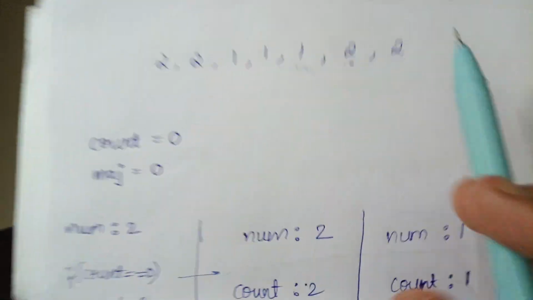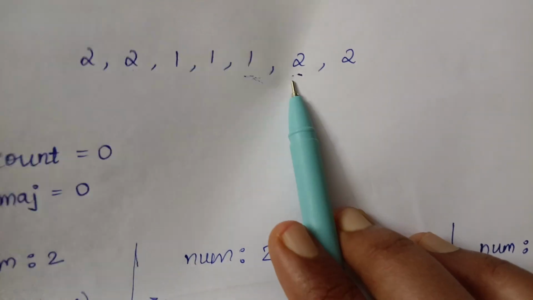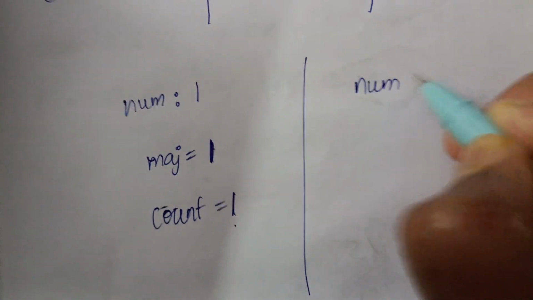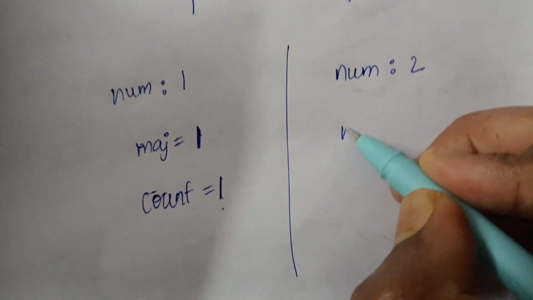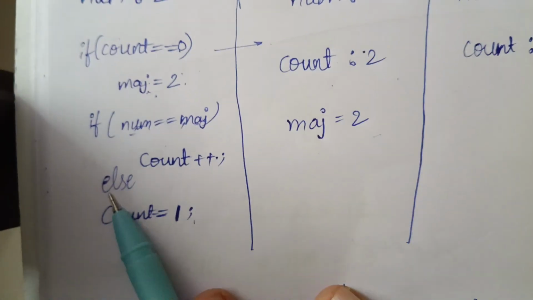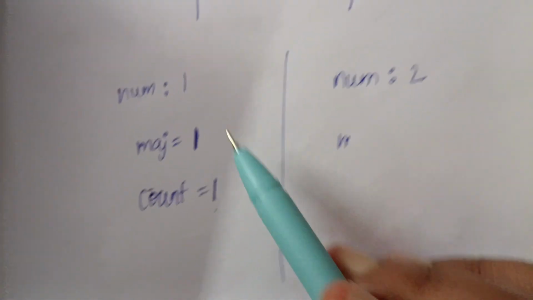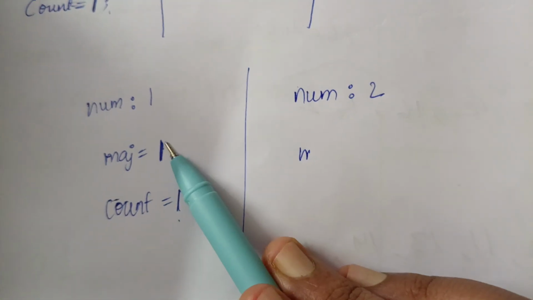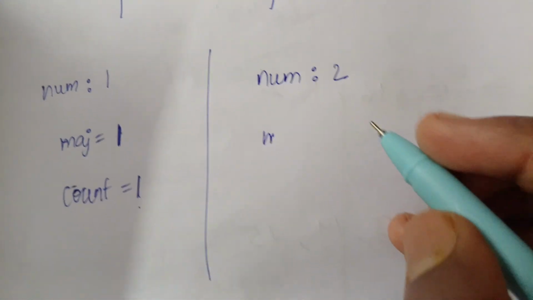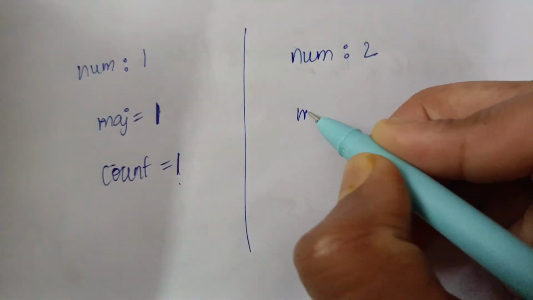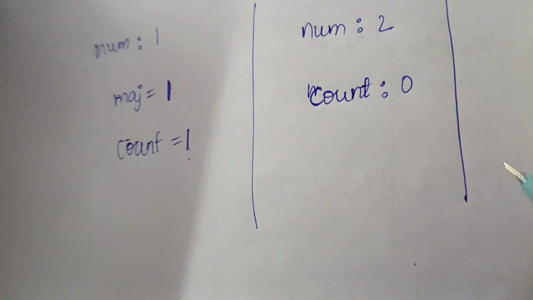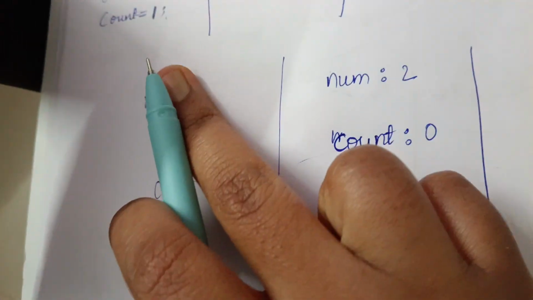And now we are trying to run this for loop again for 2. Now the for loop again runs, that is, now the value of num is 2. And when we check this condition, if count == 0, it fails. Now we will check for num == majority. Num is 2 but majority is 1, so both are not equal. So we will go to the else case, which says count--. So we will do count--, which means count becomes 0. 1 minus 1 is 0.